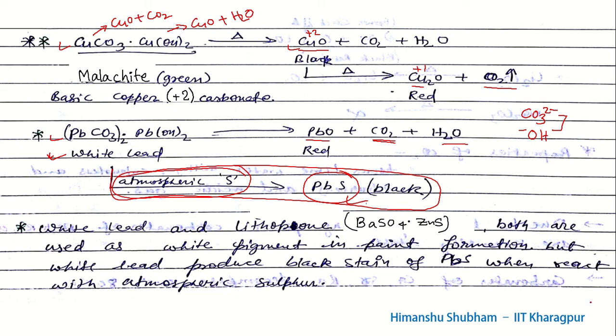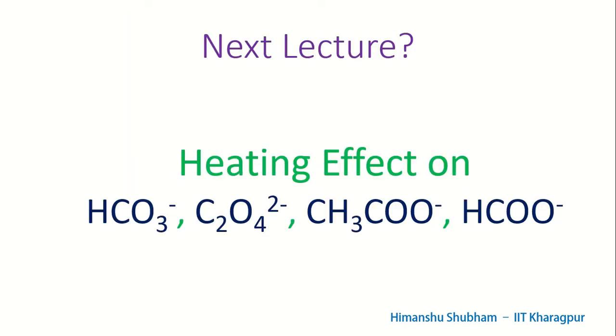So this was it for the decomposition product of hydroxides. We have also looked into compounds in which both carbonates and hydroxides are present, and we have looked at the approach for finding the decomposition product of these compounds. So in the next video we'll look into the heating effect on bicarbonates, oxalates, acetates, and formates.